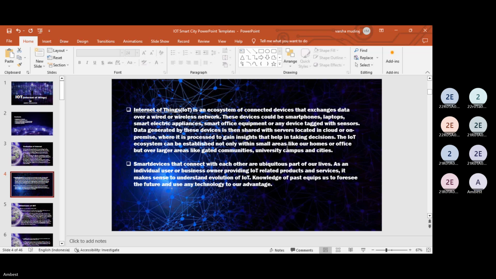So yeah, in this office and all over the areas. Not only in small applications, but also in huge applications like gated communities, universities, campuses and cities. They have huge areas to implement this thing called IoT.